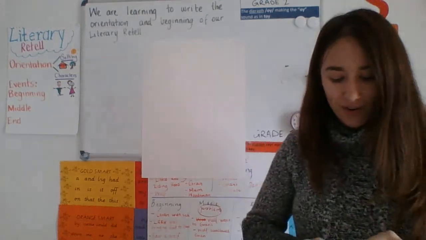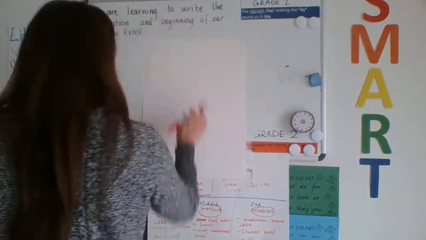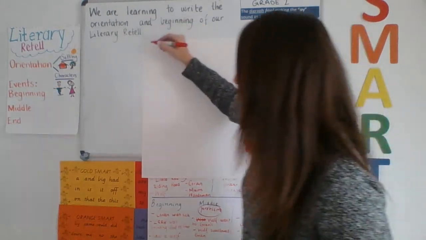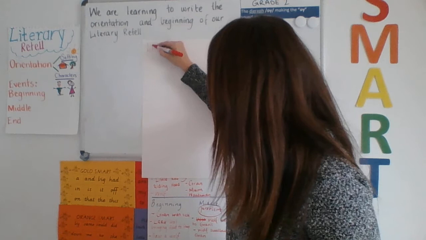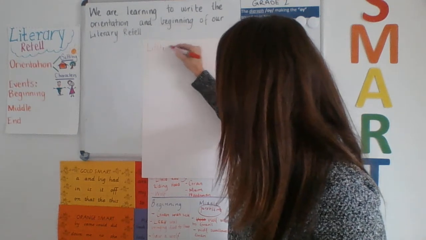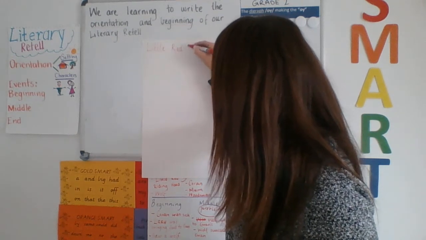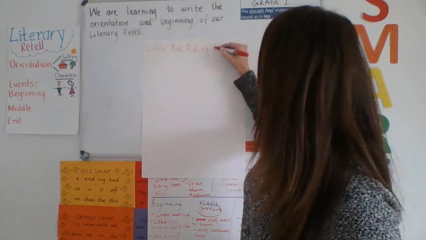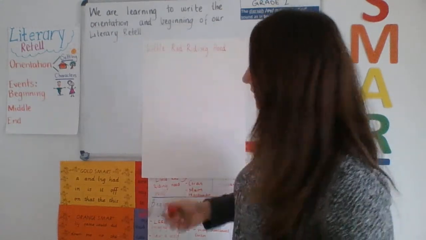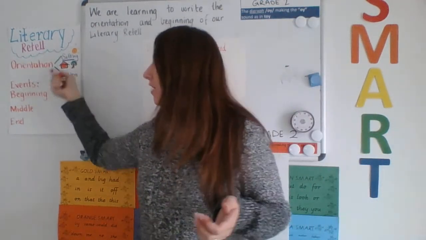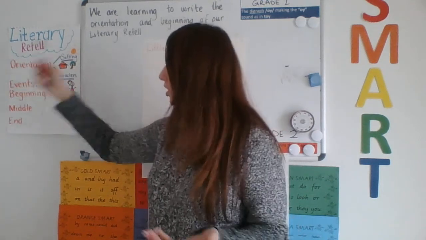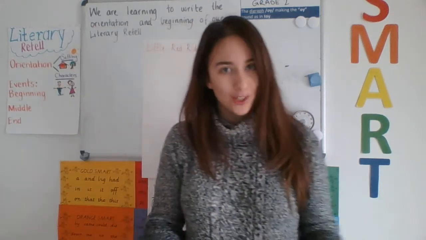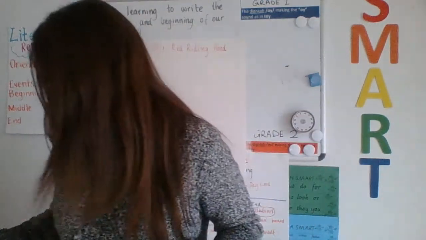Now, when we write a literary retell, of course, the very first thing we need to do is write the title of the text, which we know is Little Red Riding Hood. Okay. Now let's have a look to make sure that we are going to start with the right thing. We're now going to write our orientation, which is where we include information about the setting and the characters. Today, we're going to do that together.